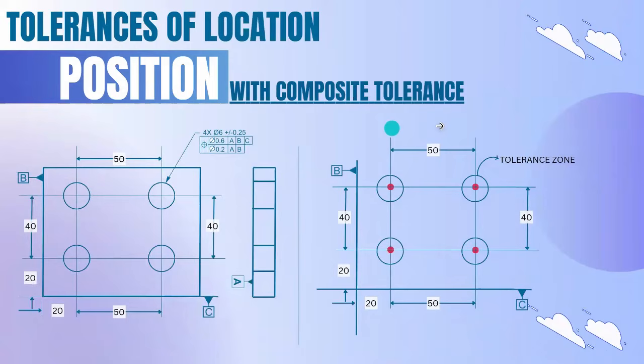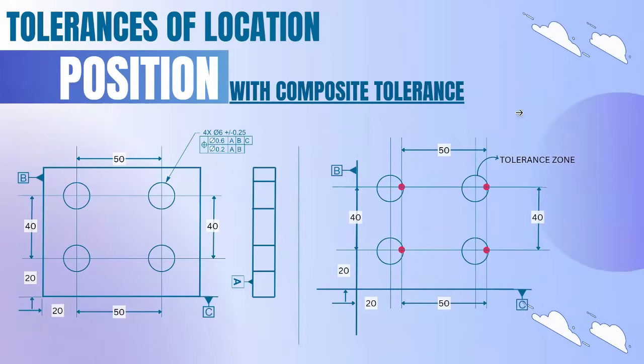So next, composite tolerance. If there is any pattern like 4 holes or 8 holes, which follows a pattern, then they will give composite tolerance. Composite tolerance will be like this. On top they will give it like normal with datums, and at the bottom they will give only a datum, or a primary and secondary datum. So the rule of composite tolerance is that without breaking this pattern distance, it can move.